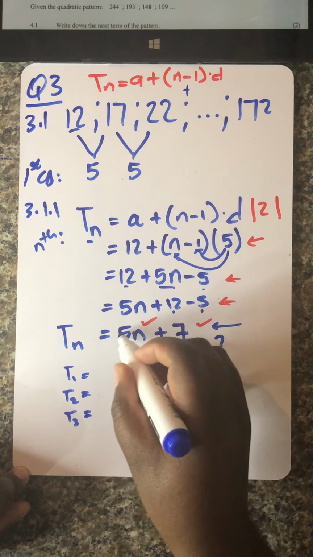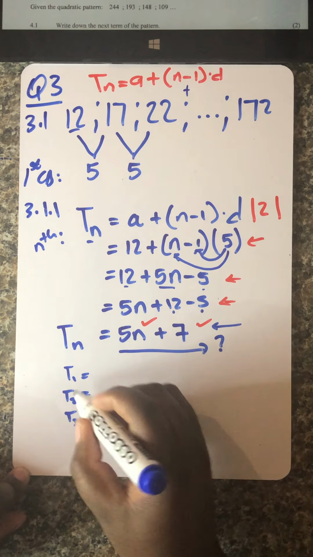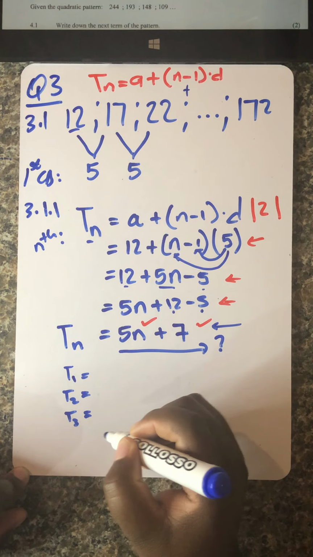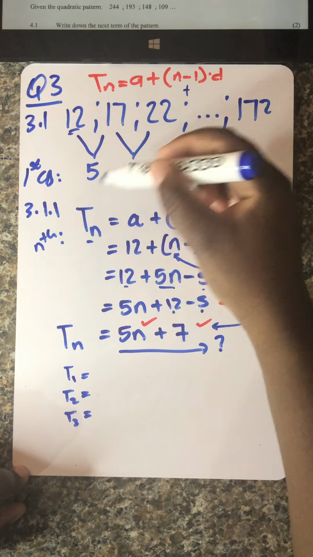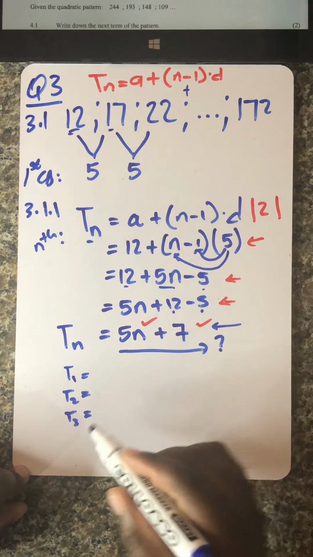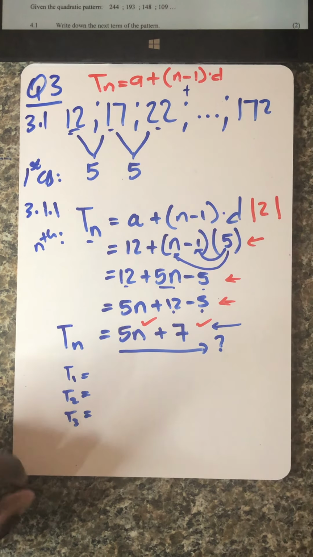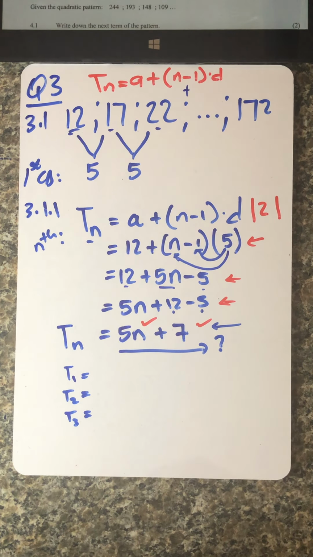Okay, using this formula, obviously our term 1, as I've indicated, should be 12. Our T2 should be 17. Our T3 should be 22. So let's now try to check.